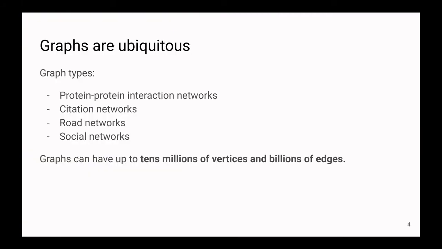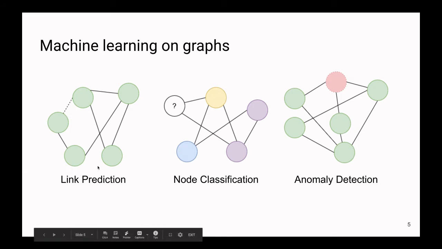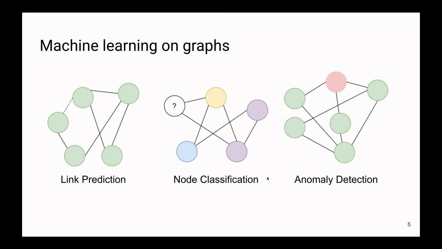Graphs can be found everywhere, from protein-to-protein interaction networks to social networks. As time passes, graphs only get bigger. Nowadays, we can find graphs that have up to tens of millions of vertices and billions of edges, which requires a lot of time to train. Various machine learning tasks can be applied on graphs. Most popular are link prediction, node classification, and anomaly detection. For this work, we evaluate Gosh on link prediction, and we leave node classification and anomaly detection for future work.